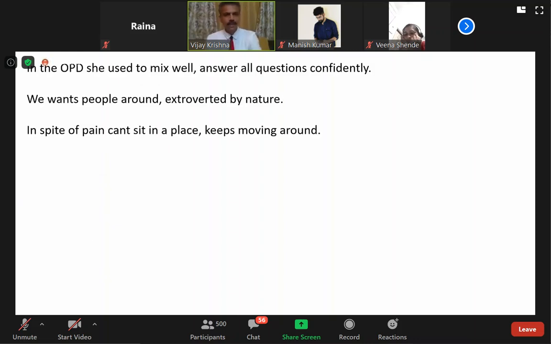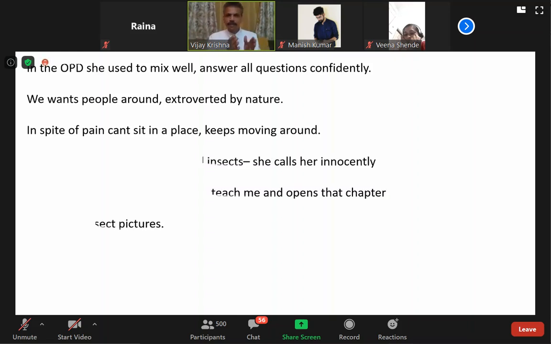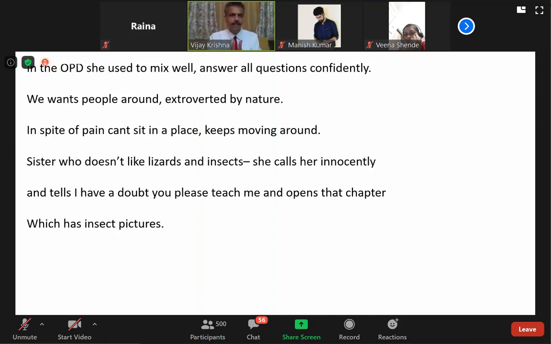See, this girl, when she came to the OPD, the first thing that they saw was she used to mix with all interns, PGs. She used to mix very well, and she was very confident in answering the questions. The PG who has taken the case is also listening to today's presentation. Very confidently, this 8-year-old girl gives her case. She alone gives her case. Okay. And in spite of having pain, she can't sit in a place. She keeps moving around. Please listen to the case and mark your observation so that we can discuss once I finish reading the case for you.